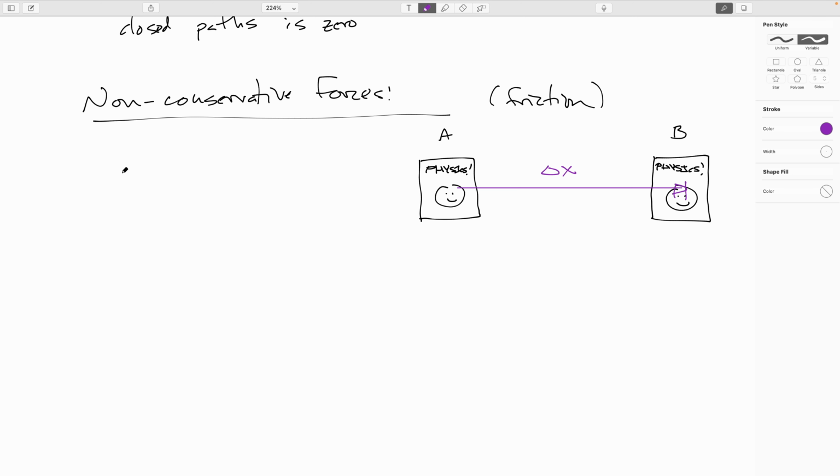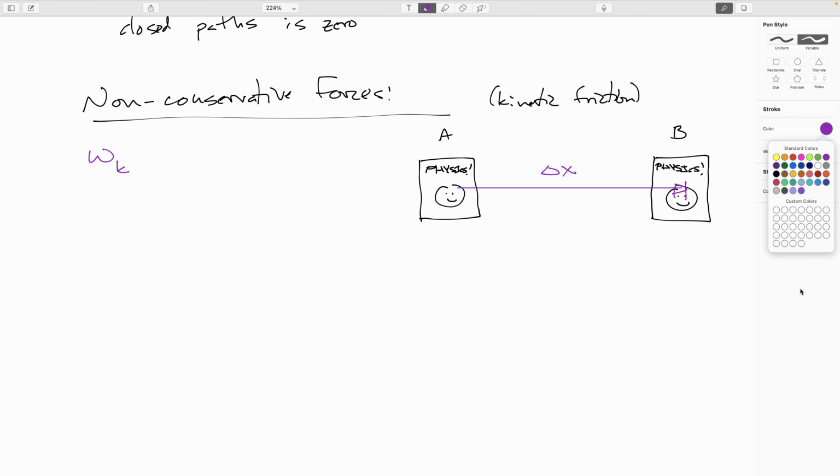All right. Now we can find the work done along this purple path. The work done by kinetic friction here. Obviously not static here. We're looking at kinetic. So the work done along the purple path is going to be the force of kinetic friction times delta x times the cosine of the angle between kinetic friction and our displacement.